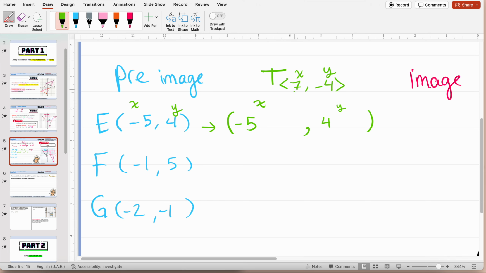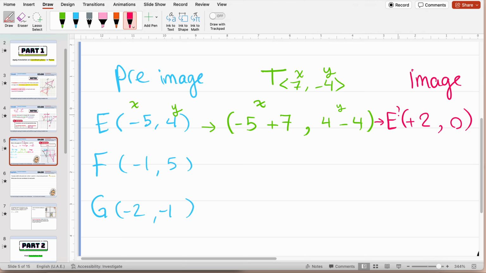Just add the 7 with the x, add the negative 4 with the y. 7 positive, 4 negative. That's it. Now, different signs, subtract. 7 minus 5 is 2. Take the sign of the greater number. 4 minus 4 is 0. The new result, we call it E prime.